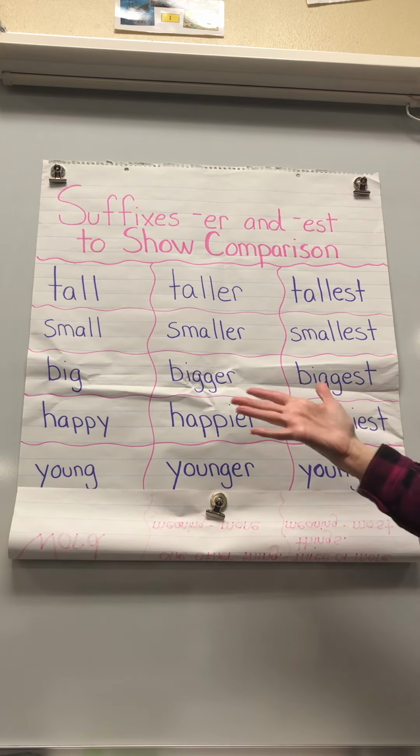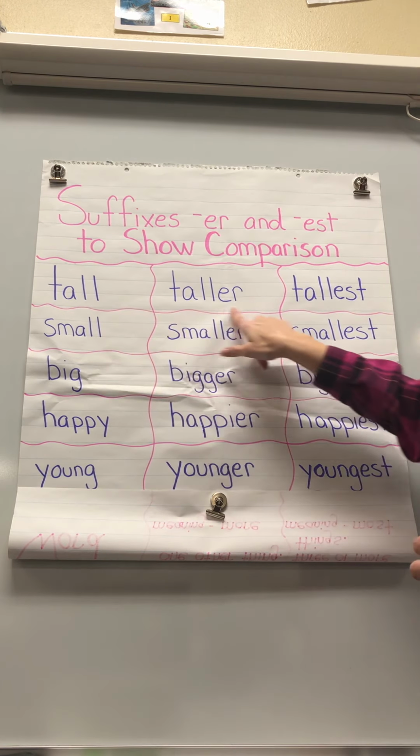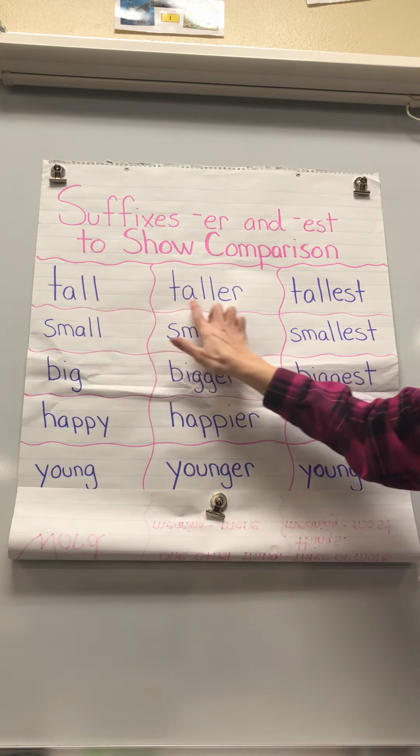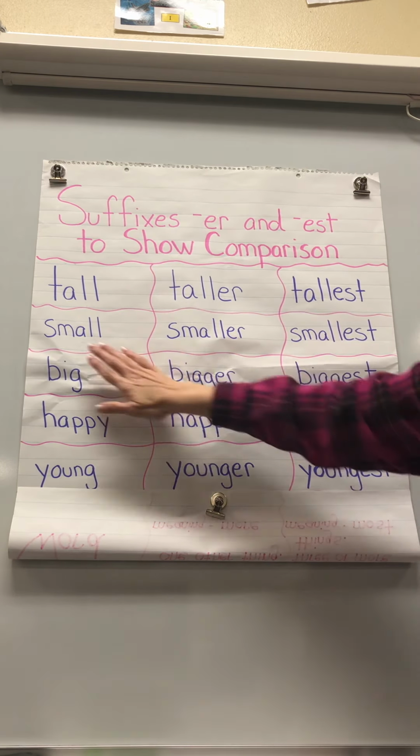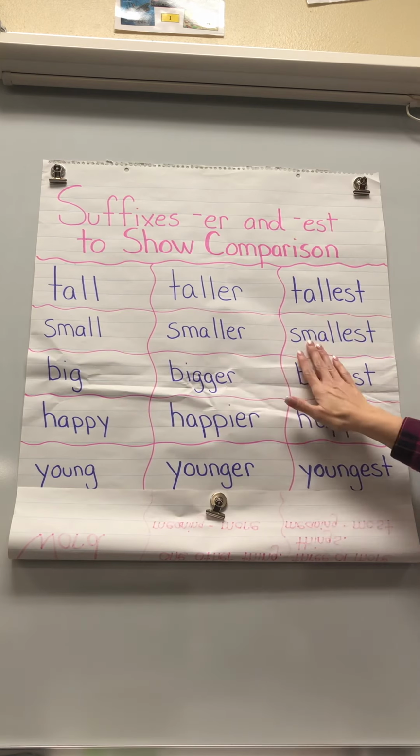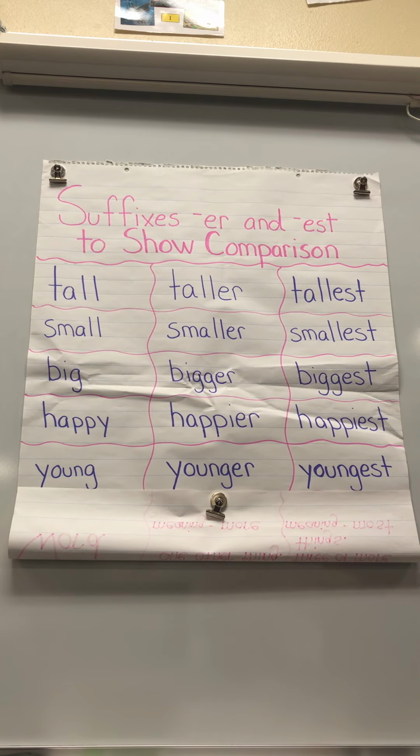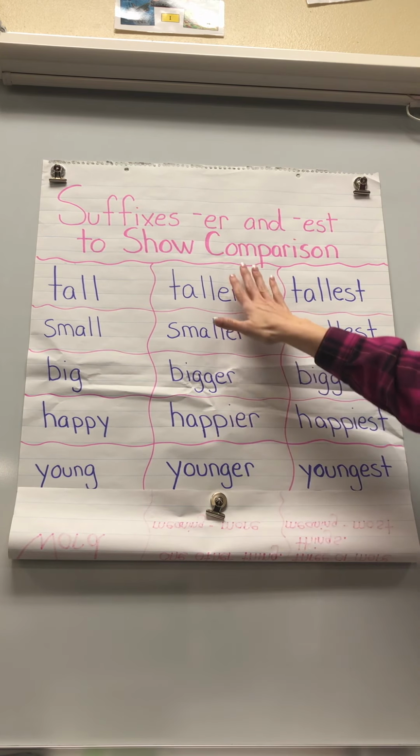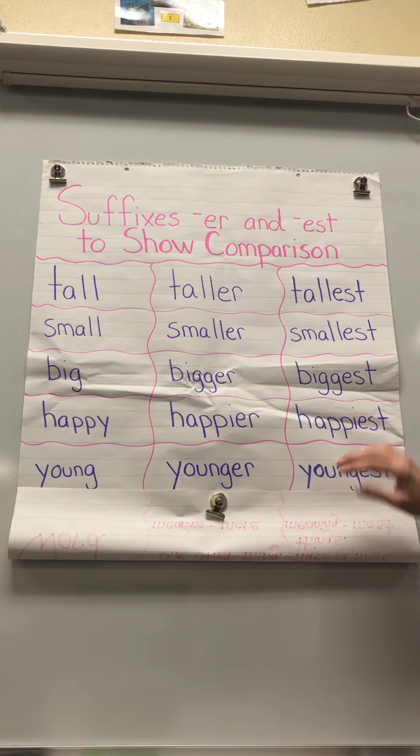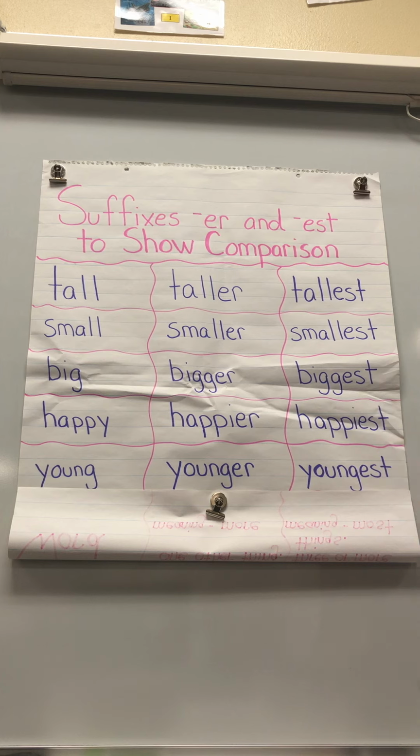You may have noticed that all the words in this row have the word tall in them. Or you may have noticed that all the words in this row have the word small in them. You may have also noticed that the ending, or the suffix, on all the words in this row and this word have changed. We are going to look at adding the suffixes ER and EST to words today.